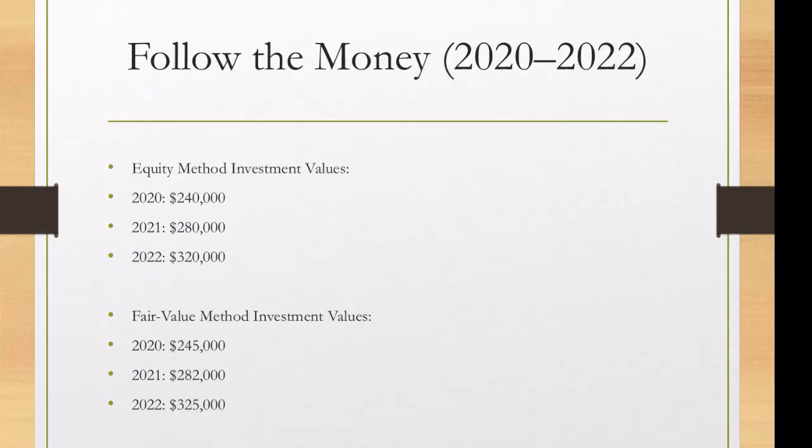Let's walk through the numbers. Under the equity method, Big's investment grows with Little's net income and is reduced by dividends. Under fair value, Big tracks dividends and market price changes instead. Although the end values are similar, the paths to get there differ significantly.